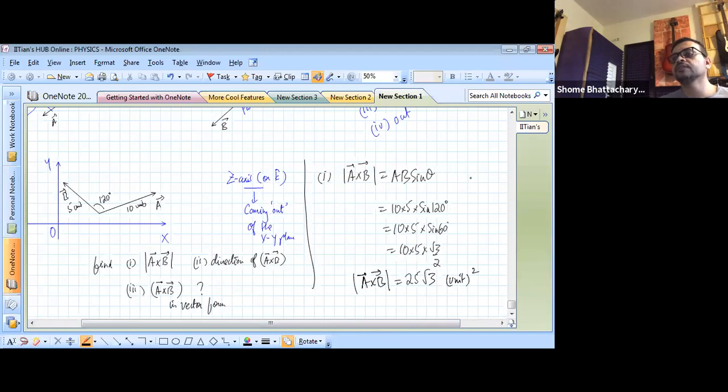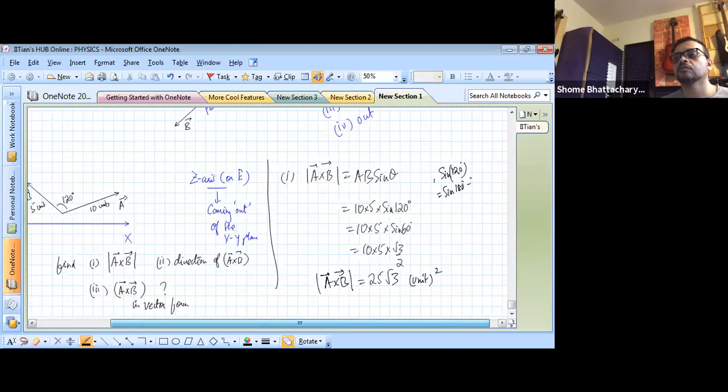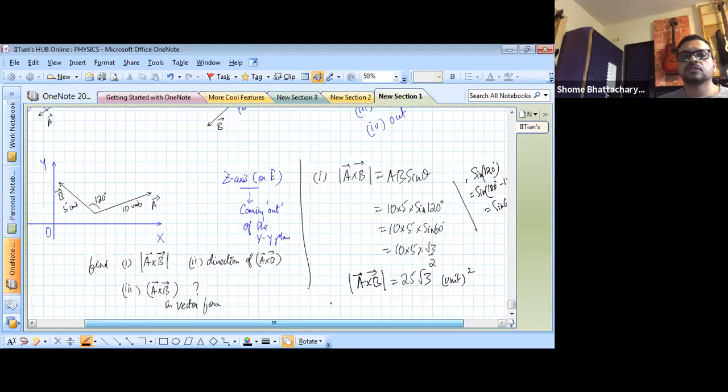So here I have actually made use of the fact that sine 120 equals sine of 180 minus 120, the second quadrant formula, which equals sine 60. I made use of this formula also. Okay. So that's the first part's answer. Now what about the second thing? What about the direction? Is it going in or coming out? You see it's coming out. You have to place your thumb like this and your right hand fingers like this. So your palm is facing this way. Okay. So it is outwards. E cross B is outwards.